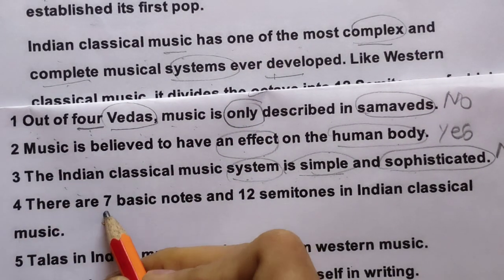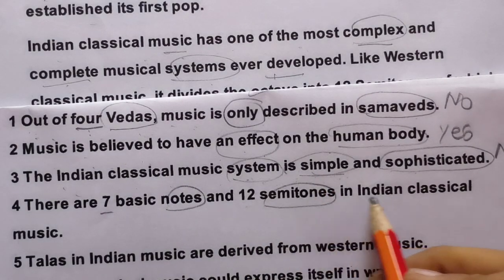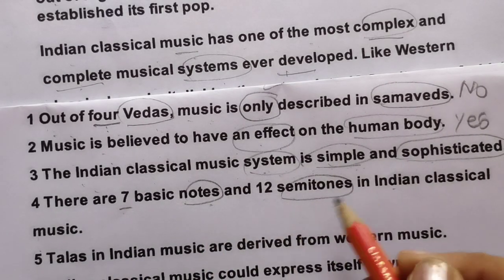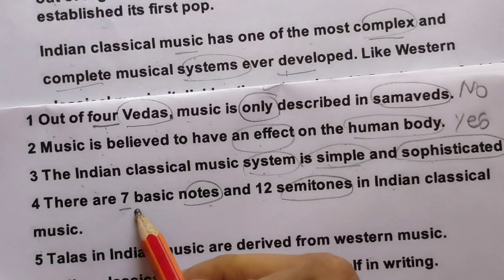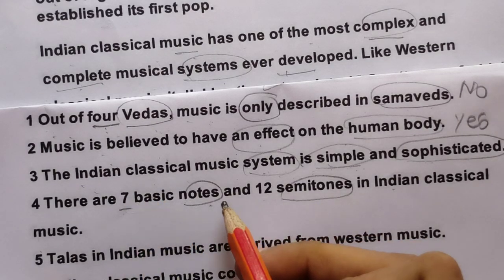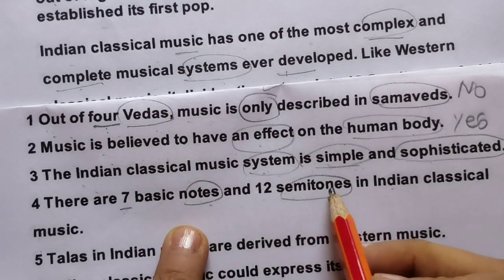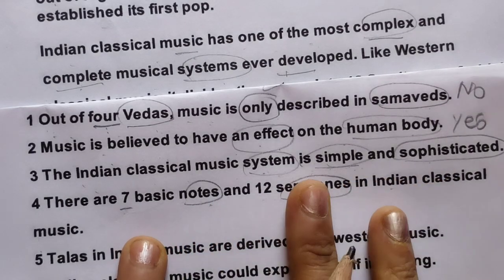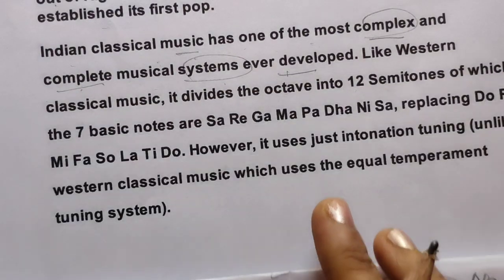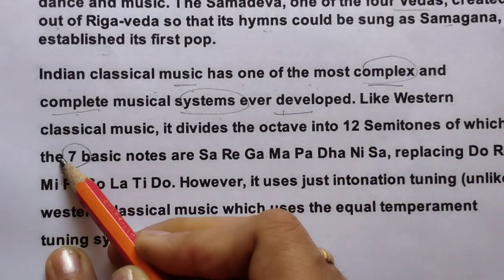Now fourth question. There are 7 basic notes, 12 semitones in Indian classical music. If there are 7 basic notes and 12 semitones, then it is yes. If some number differs, then it is false. And if they are not talking about whether they are having 7 basic notes and 12 semitones in the classical music, then not given will be there. Notes and of course figures also we can find. 12 I can see, and 7 also. It means what?